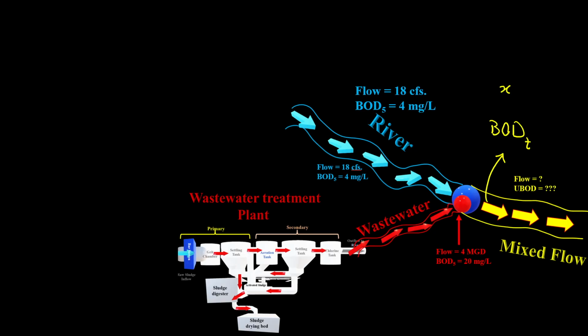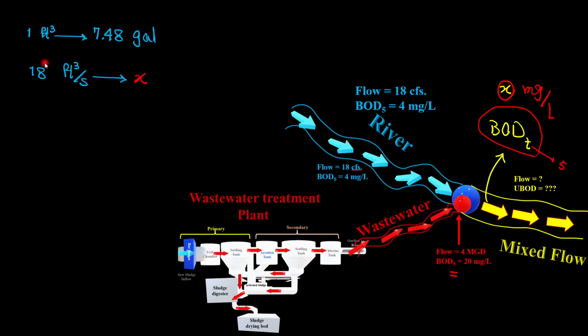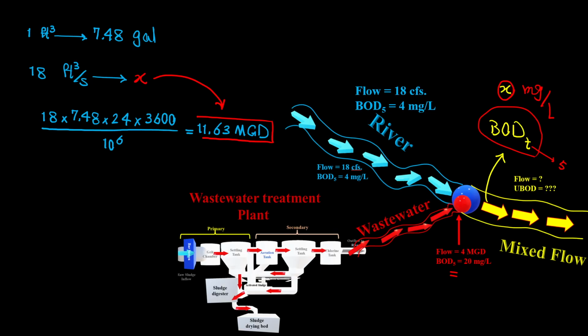We know that this is BOD5, so we go with BOD sub T, where T stands for 5 days in the mixed flow. First we convert the river flow from CFS to MGD. One cubic foot is equal to 7.48 US gallons, so 18 cubic feet per second is equal to almost 11.63 MGD, or million gallons per day.